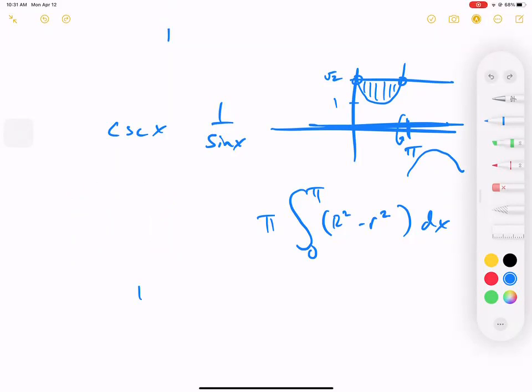Okay, so the outer radius. I like drawing lines to make it easier. The outer radius goes from here to the axis of rotation. That's square root of 2 minus 0, which is just square root of 2. The inner radius is just my y value, which is 1 over sine x, cosecant x, so cosecant x minus 0, squared. And that is my equation.